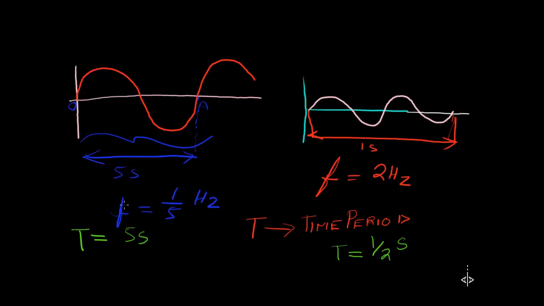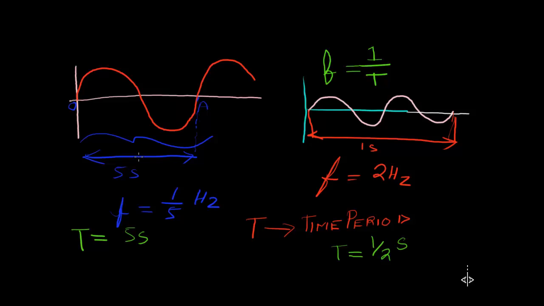Notice something, that the frequency and the time period are reciprocal of each other. So when the frequency was 2 Hz, time period was 1/2 second. When the time period was 5 seconds, the frequency is 1/5 Hz. That means we can say that frequency will be equal to 1 over time period. So we have covered both frequency and time period here.